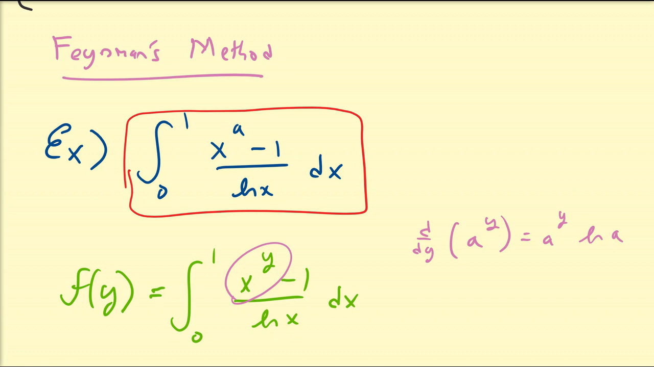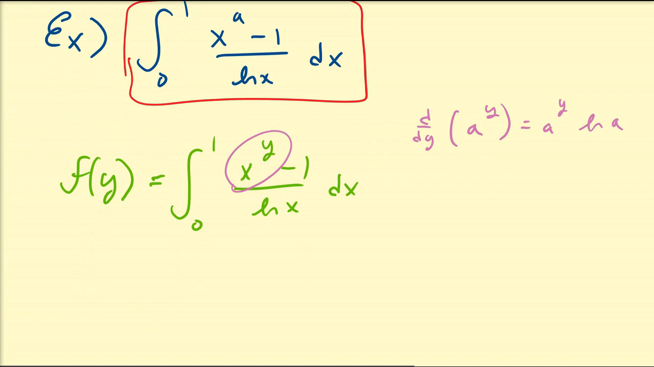So here we have x to the y times the natural log of x, and we also have a natural log of x term in the denominator as well. So we can then cancel out those natural log of x terms, and then we should have a better integral to deal with. So these are the ideas you would have to think about when you're looking at an integral to determine whether Feynman's method is a good way to go or not.